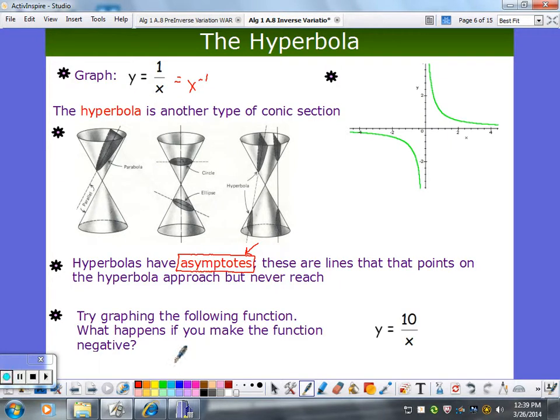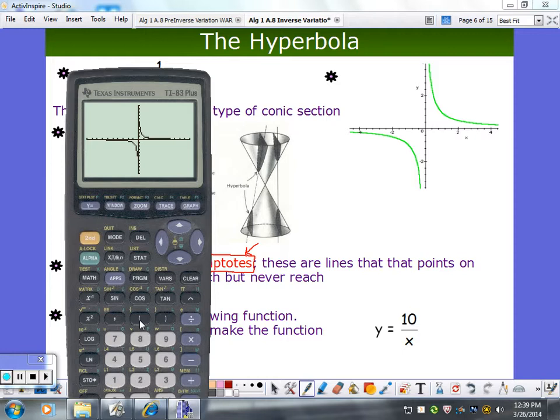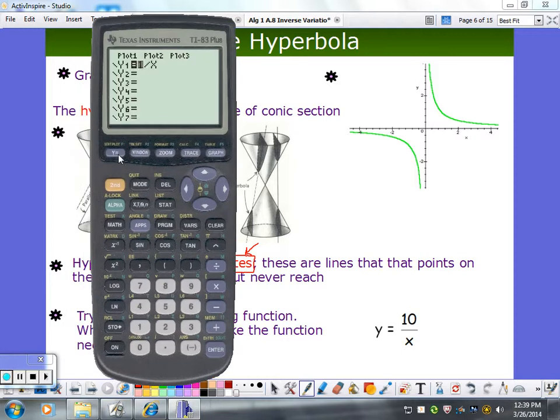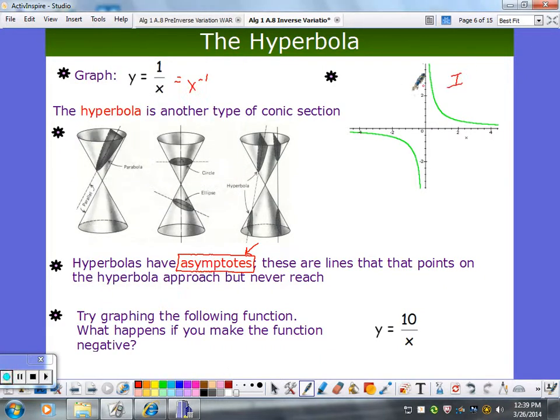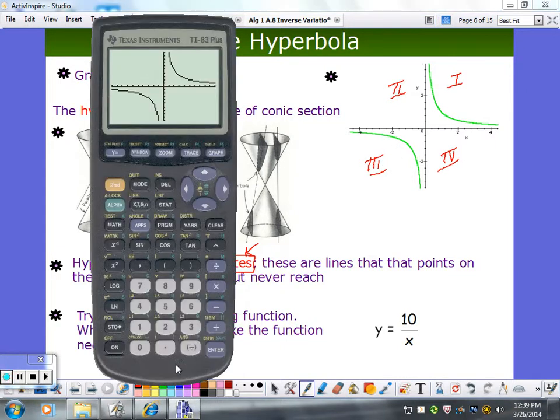All right. Let's graph this guy. Y equals 10 over x. Just kind of spread those branches a little bit. 10 over x. Okay. So remember our quadrants? Remember how quadrants work? We got 1, 2, 3, and 4. So where are we seeing the branches? Which quadrant? 1 and 3.